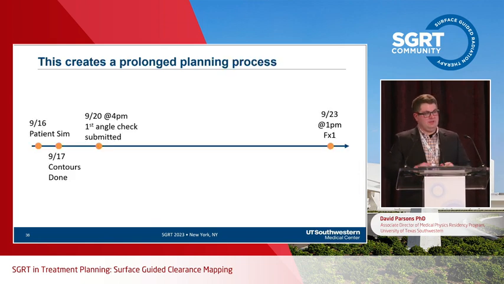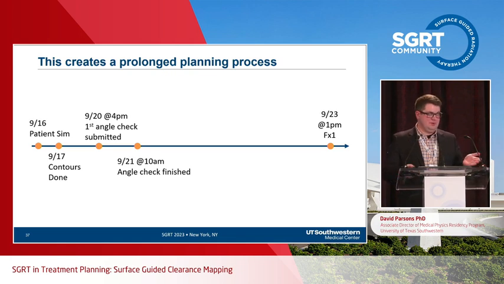So the weekend occurred, and the dosimetrists finished their plan by the next day. It's the end of the day now, so when they submitted their angle check, it's 4 p.m. Well, the therapists went home. The clinic ended early. So now you're bleeding into the next day. Plan's done for all intents and purposes, but we still don't know if it's safe to treat.